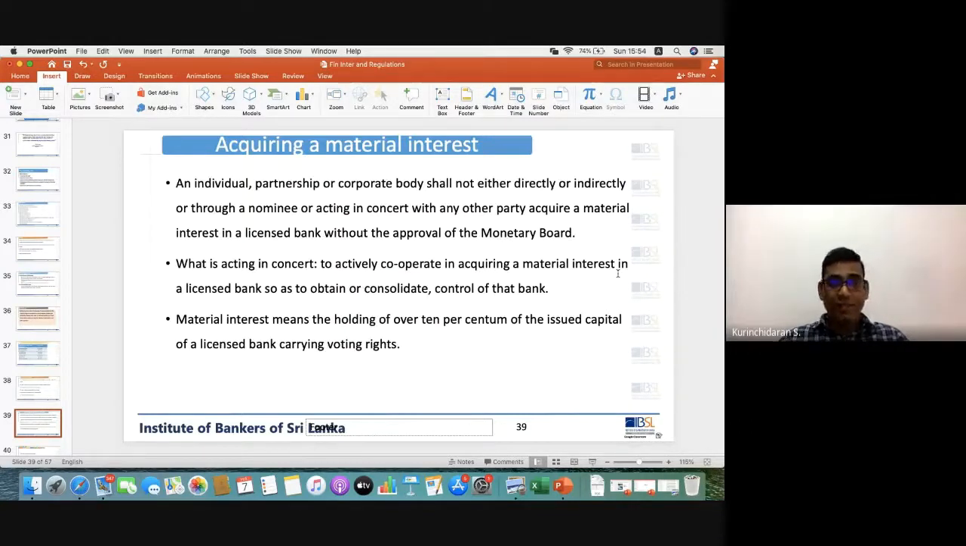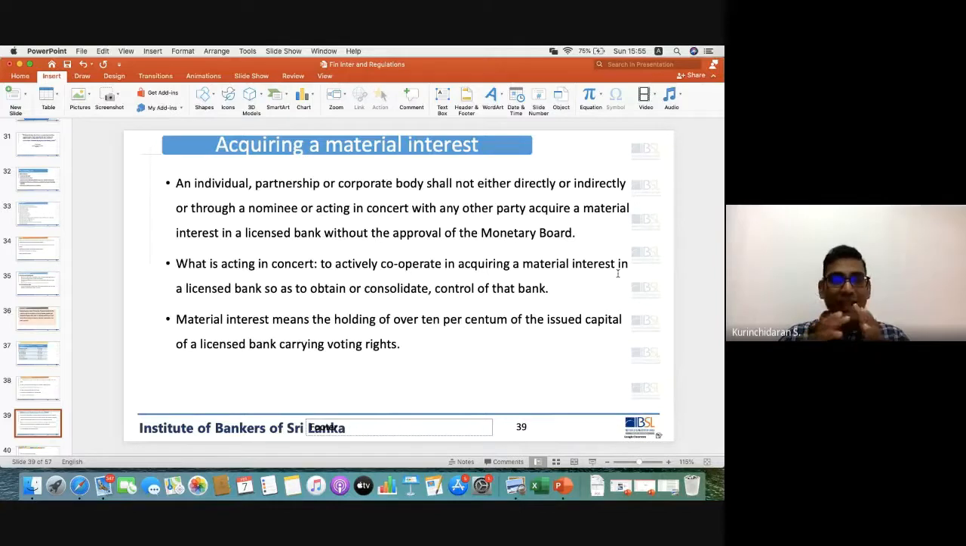Here, there's a very, very critical wording: acting in concert. It's very difficult to establish, because people get together, and not only one person. There may be 10 shareholders who get together and can control the bank and take decisions in their favor, for personal benefits. That's what it clearly says, each and every item, and one item is acting in concert. So it means to actively cooperate in acquiring a material interest in the licensed bank so as to obtain or consolidate control of the bank. So we should be able to establish whether these people are working together to control the bank.